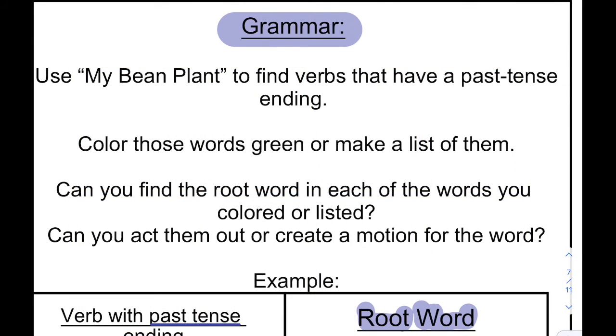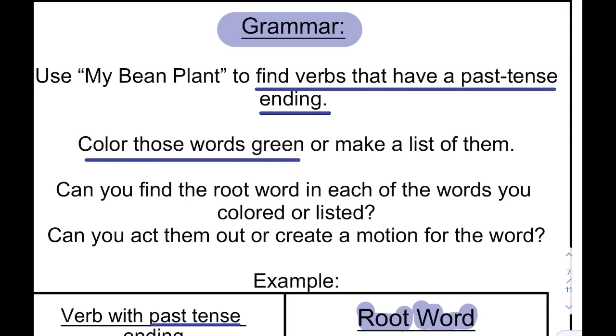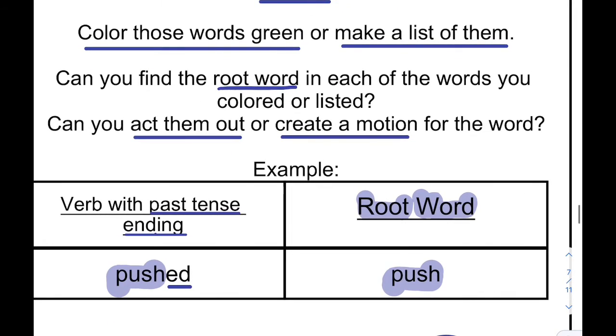Last, we have grammar. Use My Bean Plant to find verbs that have a past tense ending. Color those words green or make a list of them. Can you find the root word in each of the words you colored or listed? Can you act them out or create a motion for the word? Let's do an example.